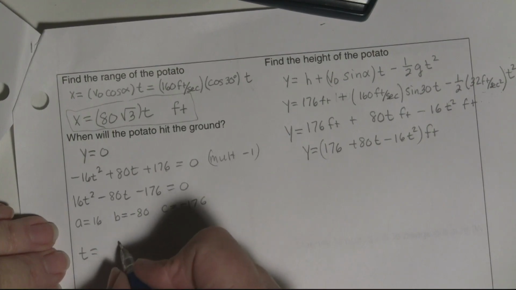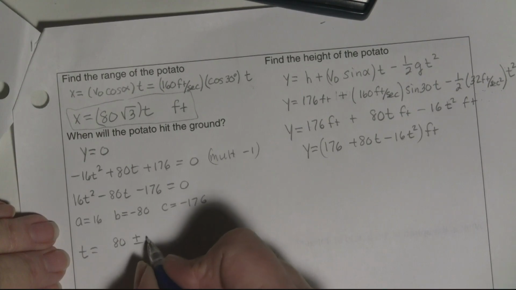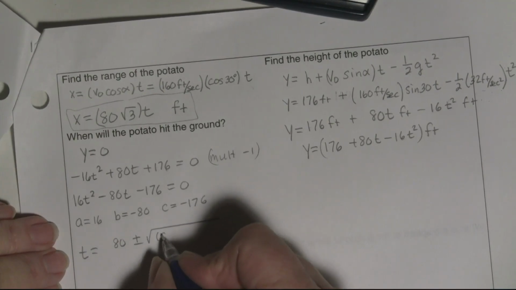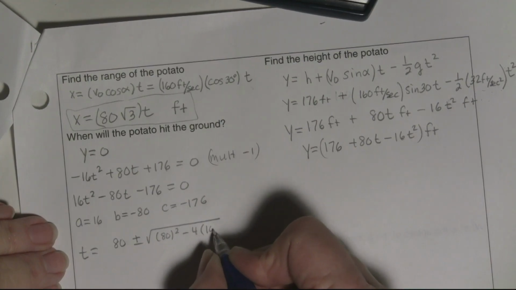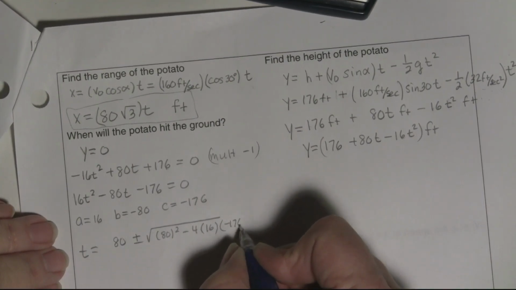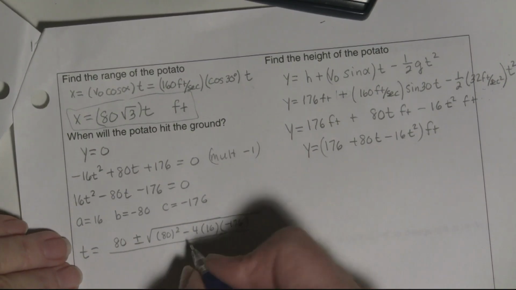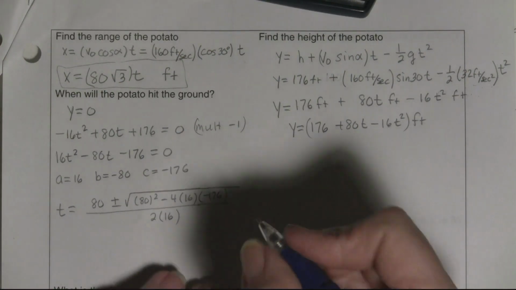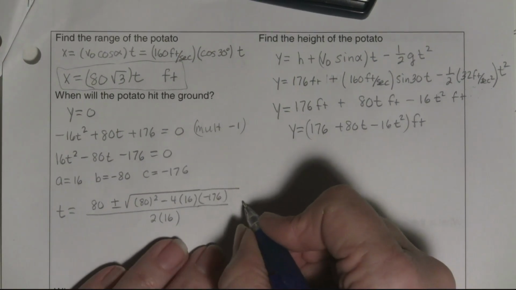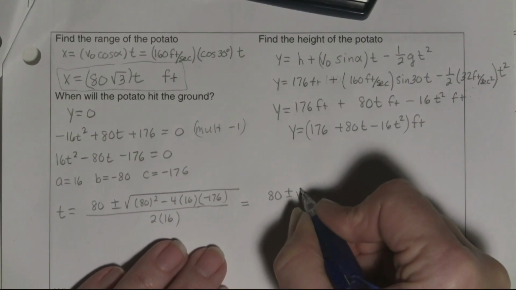So negative b, so that's the negative of negative 80 right there, plus or minus the square root of 80 squared minus 4 times a, which is 16, times c, which is negative 176, all divided by 2 times a, which is 16. If you need to, you can go on YouTube and sing the quadratic formula to Pop Goes the Weasel, if that's helpful.